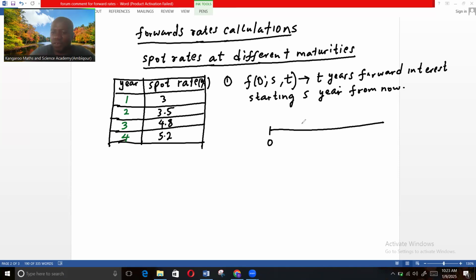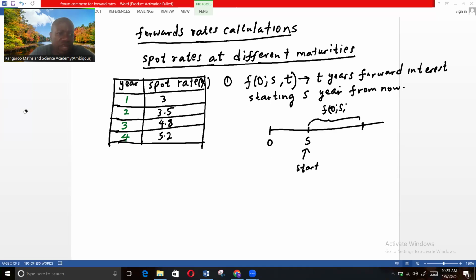I'm saying this is time zero. In terms of the forward, it will start at time s, and we want to calculate the forward interest rate which will start here. This is the starting point of the forward interest rate, which starts s years from now. But its duration is only t. From s up until the last point, it will be t.